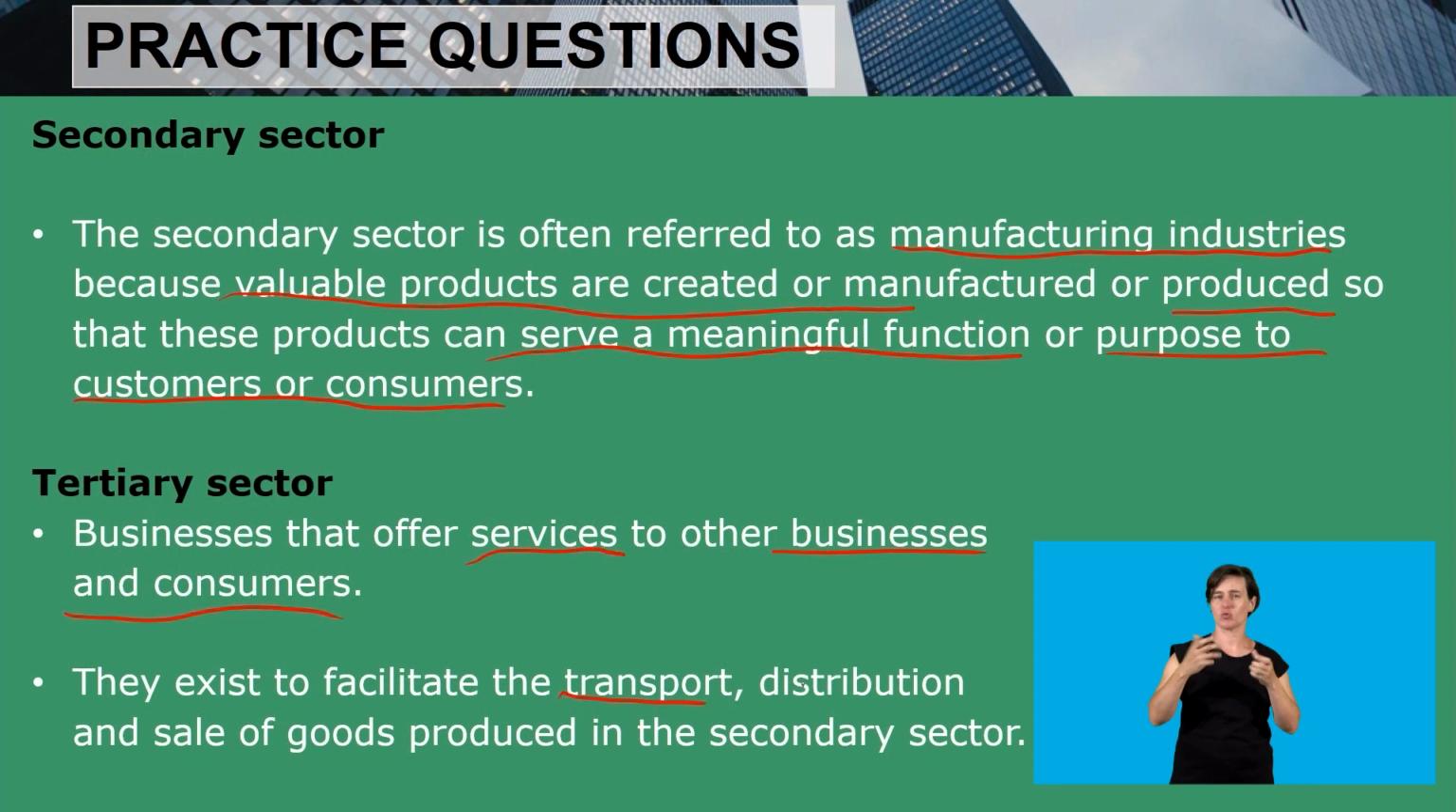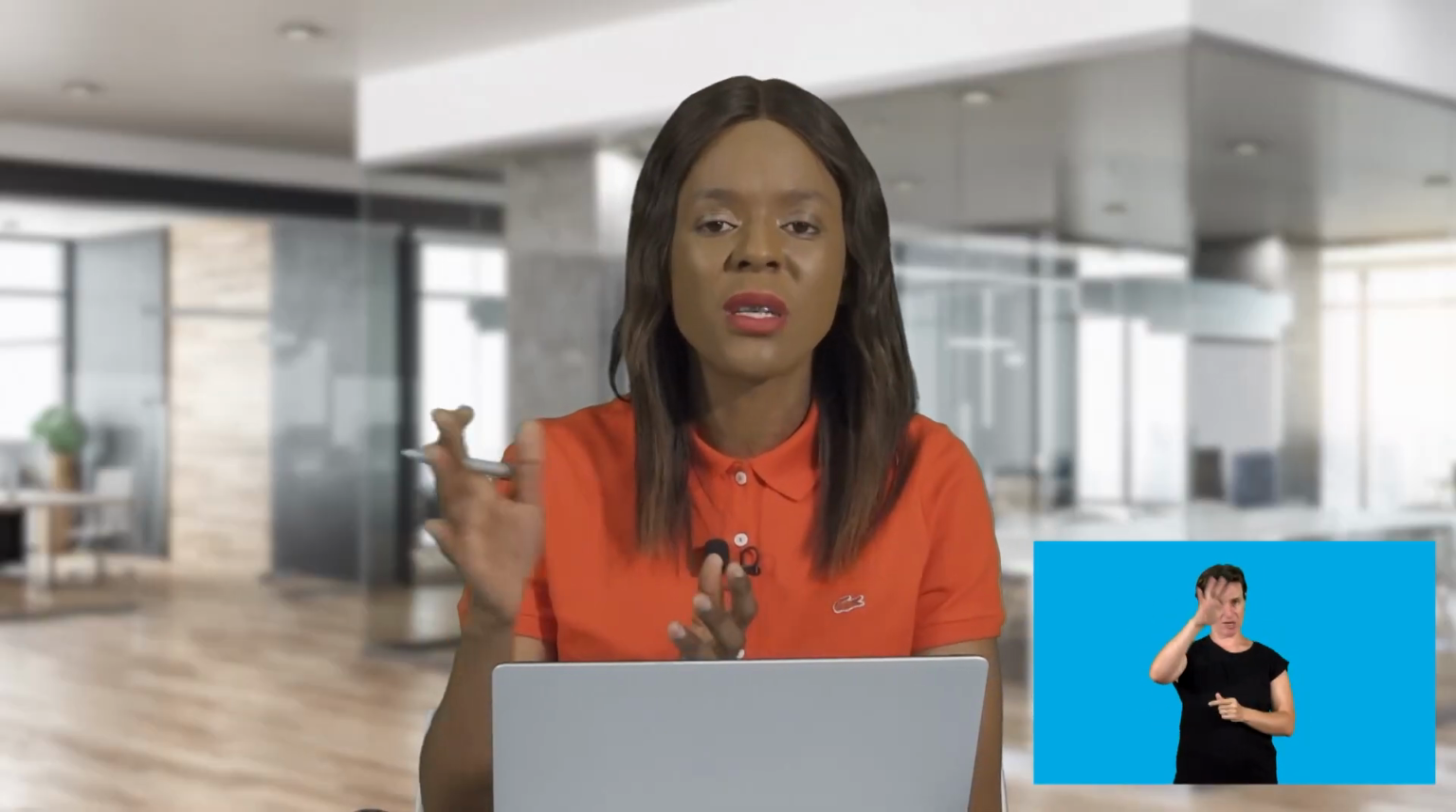They exist to facilitate the transportation, distribution, and sale of goods produced in the secondary sector. So obviously they make sure that all those products that have been produced in the secondary sector are taken from the secondary sector and transported for distribution to different points of sale, whereby me and you can be able to reach those products.